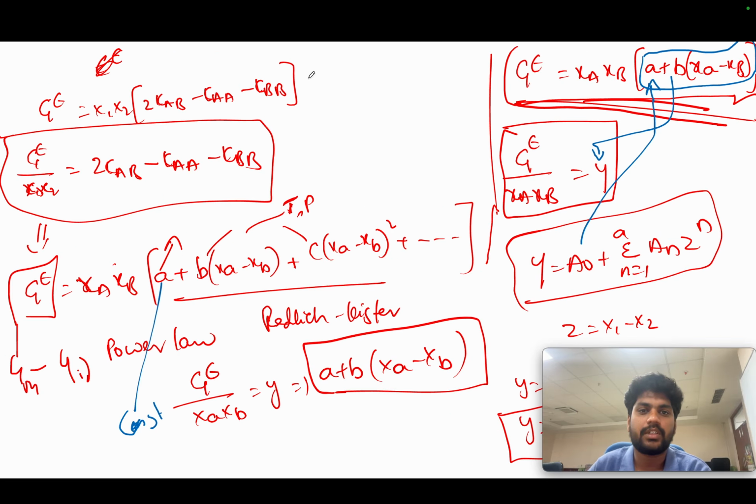So once you know that, here I will rewrite the equation. So we have g by RT equal to x1 x2 of 2 KAB minus KAA minus KBB. So this equation will give the Redlich-Kister equation.